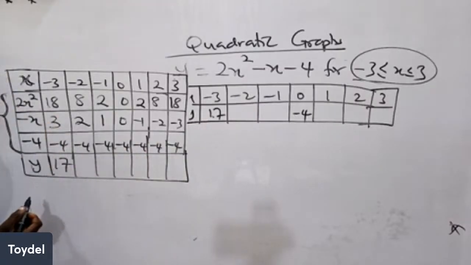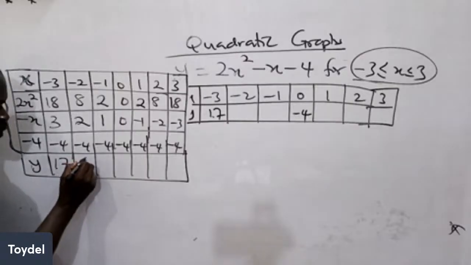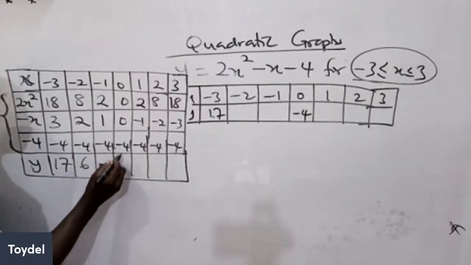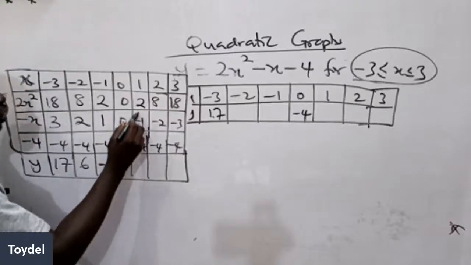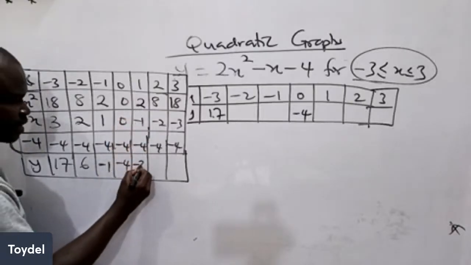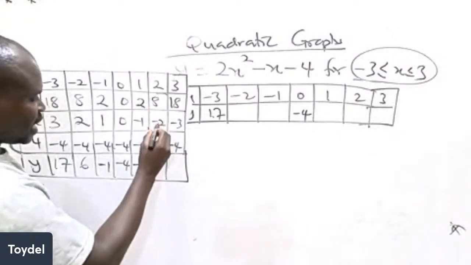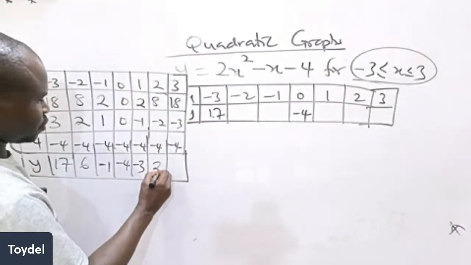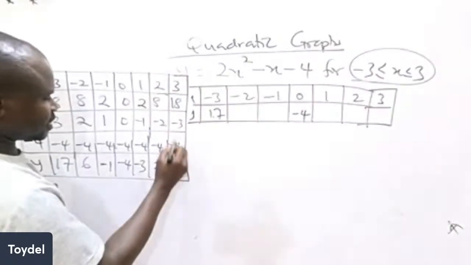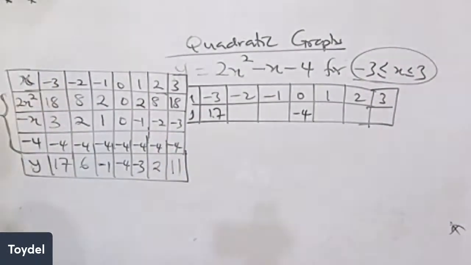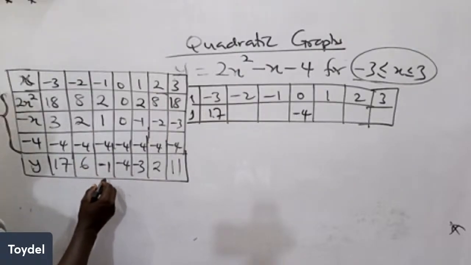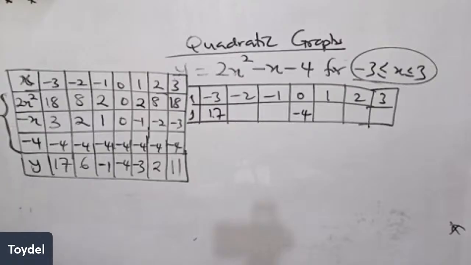8 plus 2, that is 10. 10 minus 4, 6. 2 plus 1, 3. 3 minus 4, -1. Then this is -4. 2 minus 5, -3. Here we have 8. 8 minus 6, that is 2. Then we have 18 minus 7, that is 11. This is what we are going to get. Okay, here is -4. So this is the table.